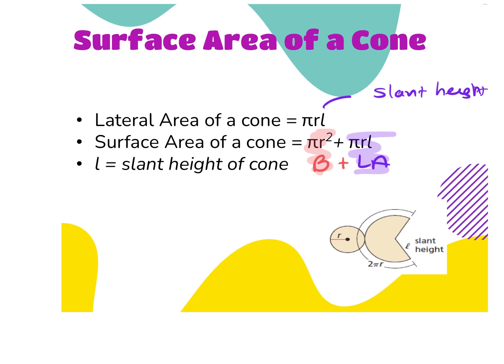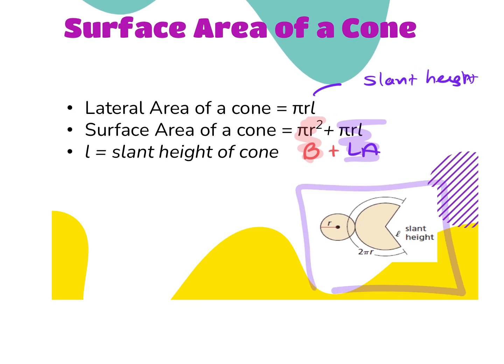This shape that's down here at the bottom, this is actually a net of a cone. You probably saw nets back in middle school. So again, your base shape is this circle, and then this is the lateral area when it's unfolded.